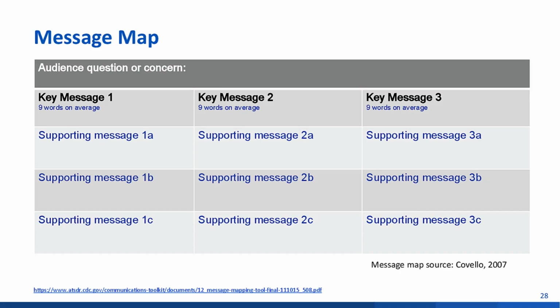Under each key message, we can have up to 3 supporting messages. For example, supporting message 1A, 1B, 1C, etc. You can download a copy of the message map blank template from the course materials using the link at the bottom of the slide.